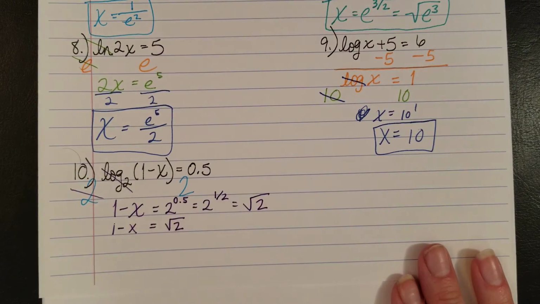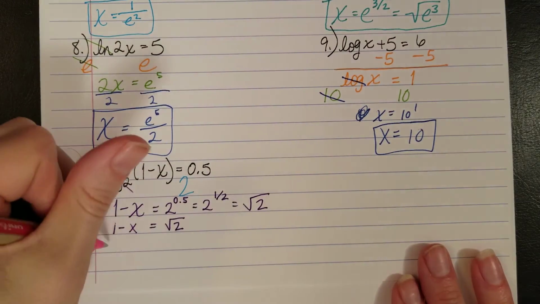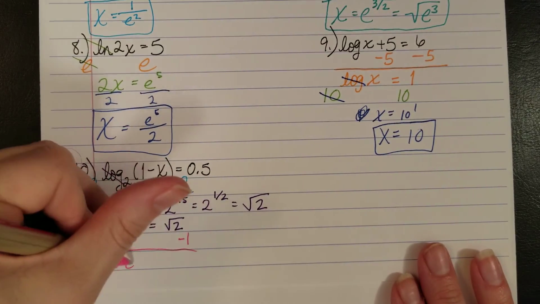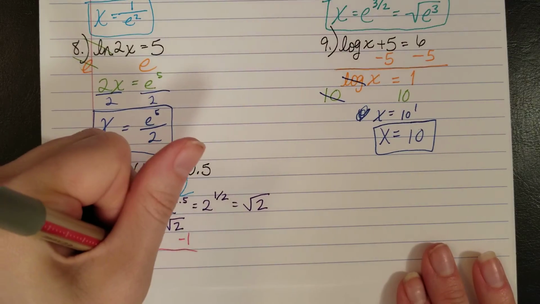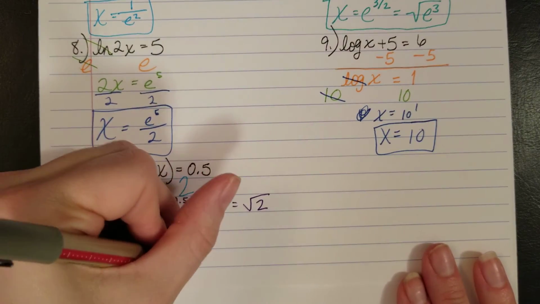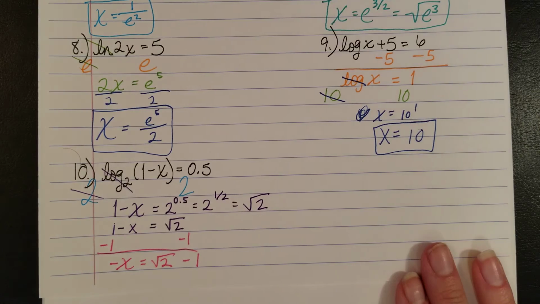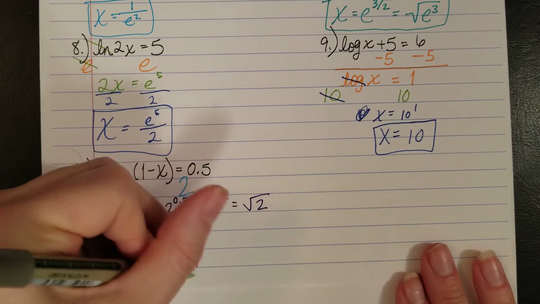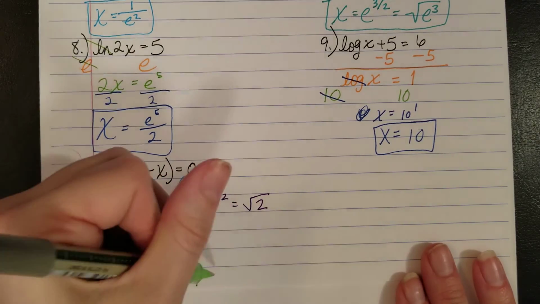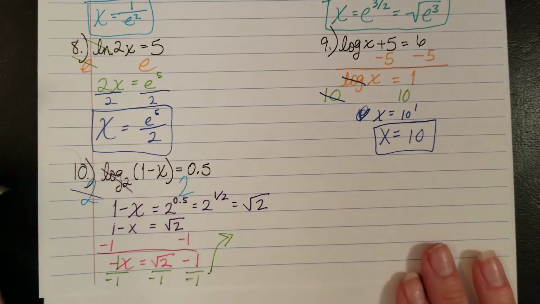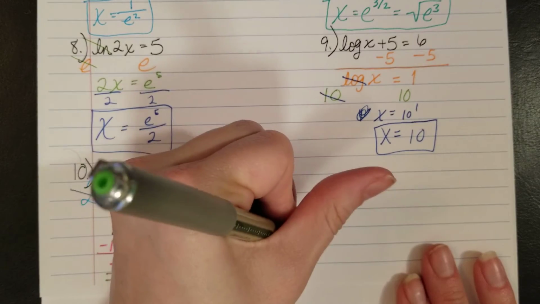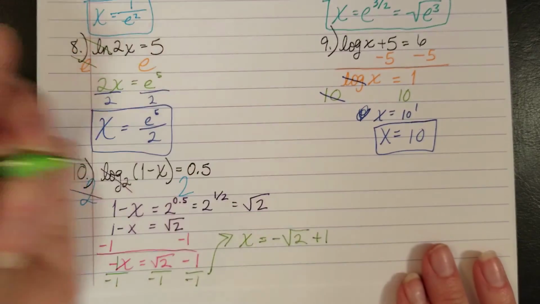So then I could subtract 1 from both sides. So that would make it negative x equals the square root of 2 minus 1. So that's the same thing as having like negative 1x. So basically divide both sides by negative 1. So that would give me x equals negative square root of 2 plus 1.